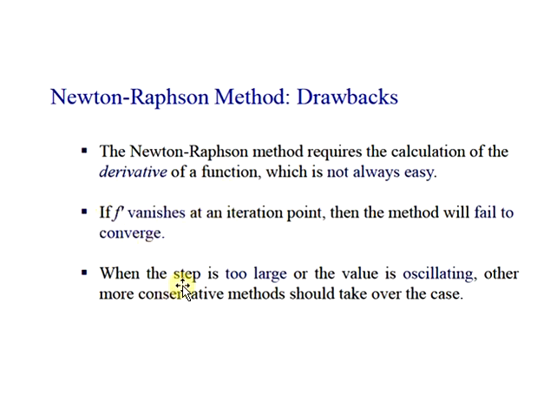The third one is if the step is too large, if the x value is too large, or the function is an oscillating function, then this method is not the correct one.